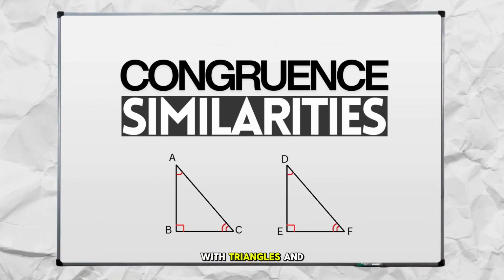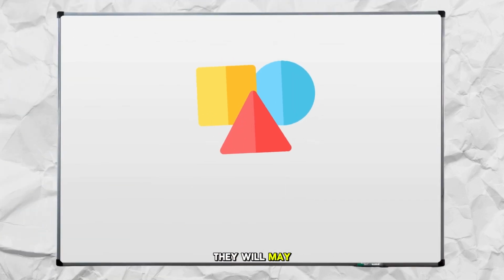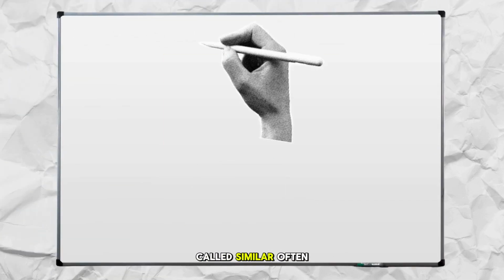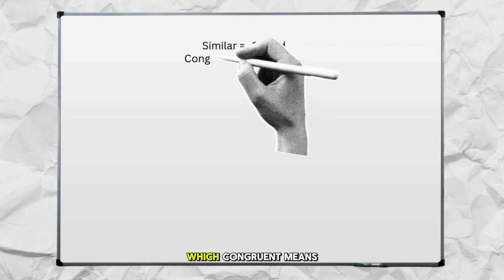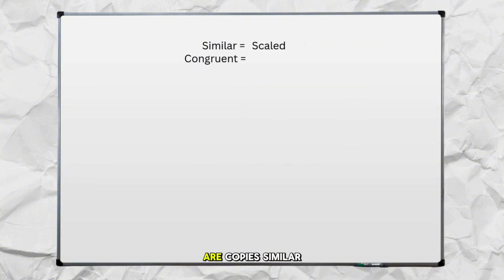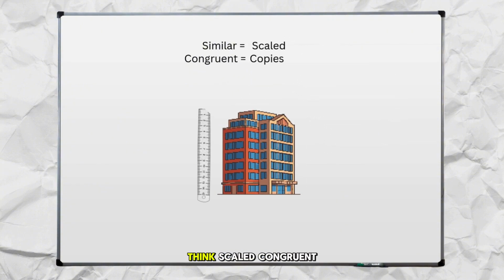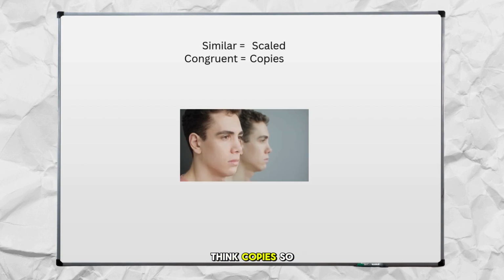With triangles and other shapes, they may use a word called similar often. And similar means that two shapes are scaled, versus congruent, which means that two things are copies. Similar, think scaled. Congruent, think copies. So here's what I mean by that.